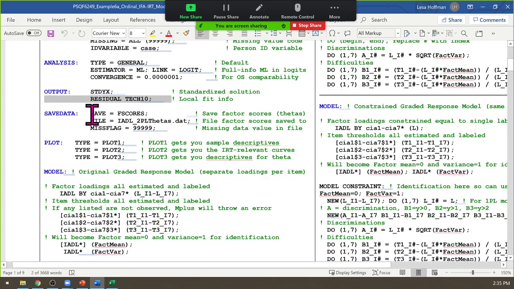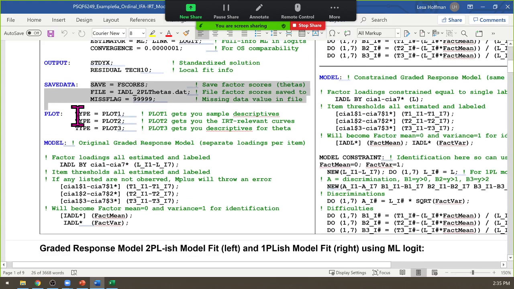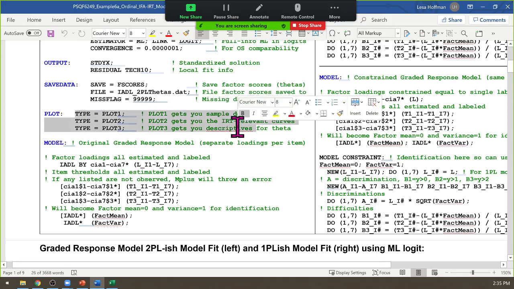I'm asking it to save factor scores. You don't have to do this, but I'm going to use these to illustrate the impact of what the item parameters are going to become on the trait levels that I'm able to get, and asking for all different kinds of plots. If you have problems with this in running this in M+, please let me know and I will help you try and troubleshoot.